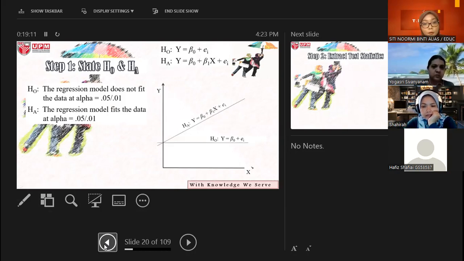The regression model does not fit the data at alpha 0.05 or 0.01. This is for the overall model. And then HA: the regression model fits the data at alpha 0.05 or 0.01. But for the individual influence of IV towards DV, we need to indicate another hypothesis, the individual hypothesis. But this one is for the overall model.